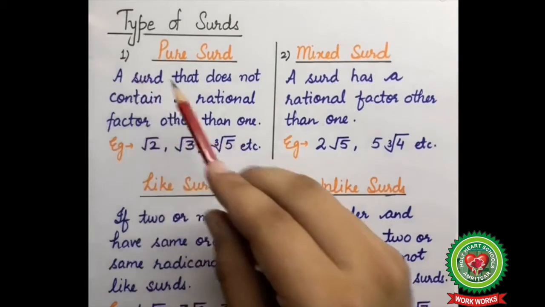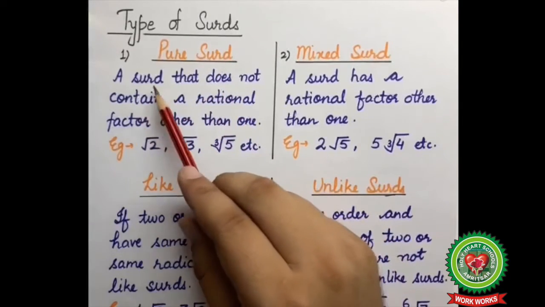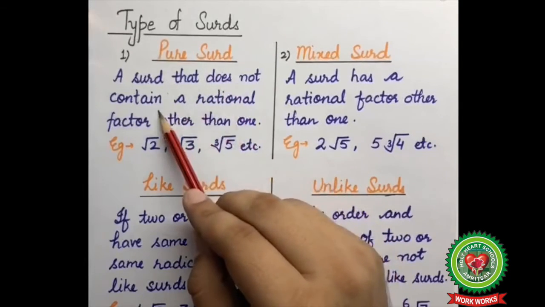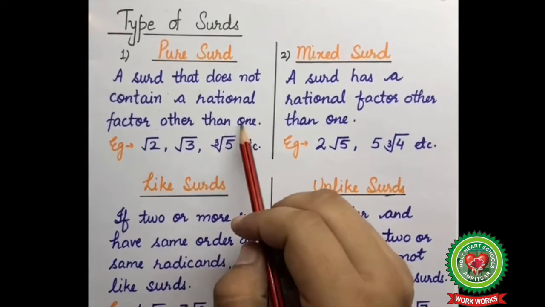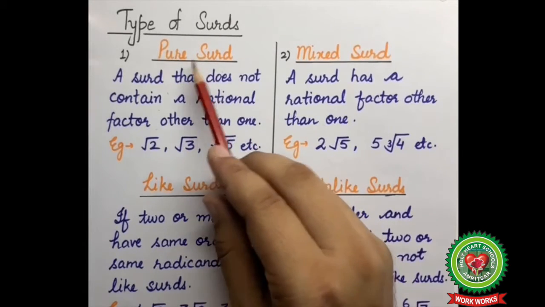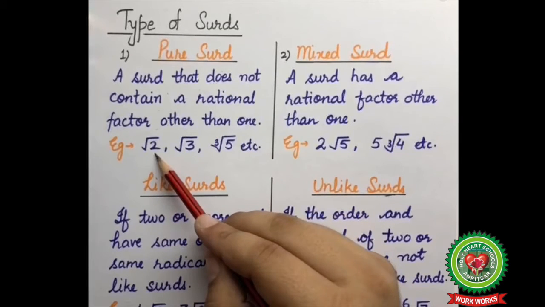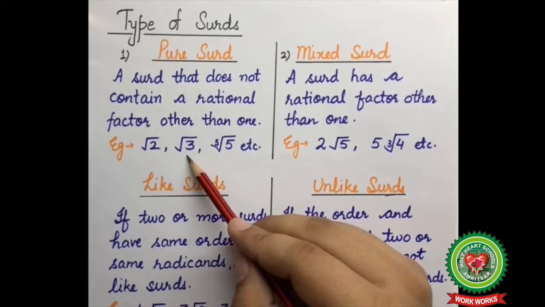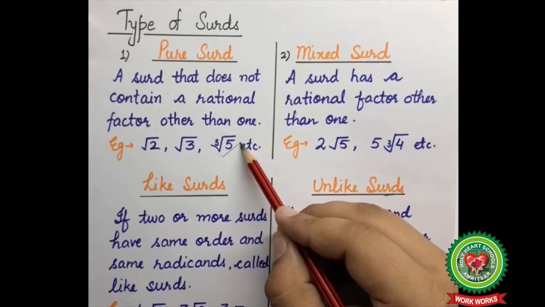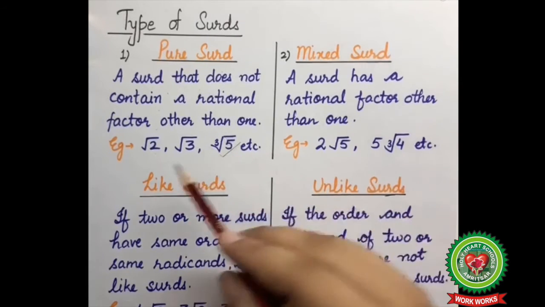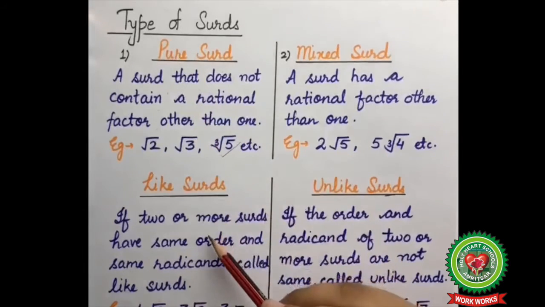So the number 1 is the pure surd. A pure surd is a surd that does not contain a rational factor other than 1. So that means the rational factor of a pure surd is 1 only. For example, square root of 2, square root of 3, or the cube root of 5. So in these examples, the rational factor is 1. So it is called a pure surd.